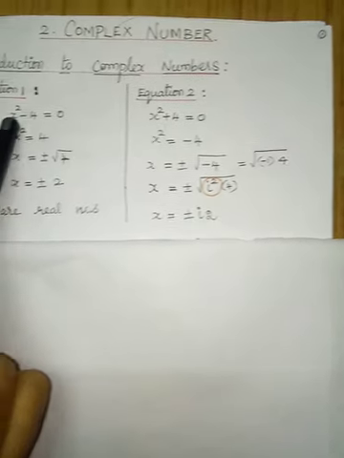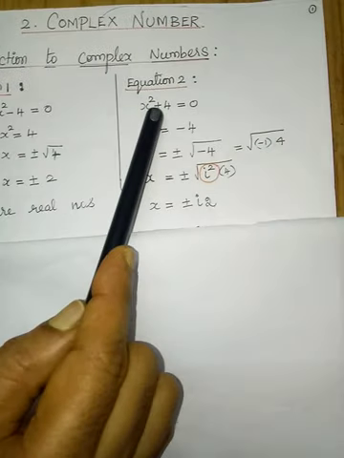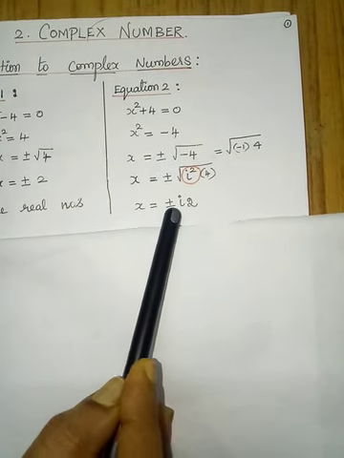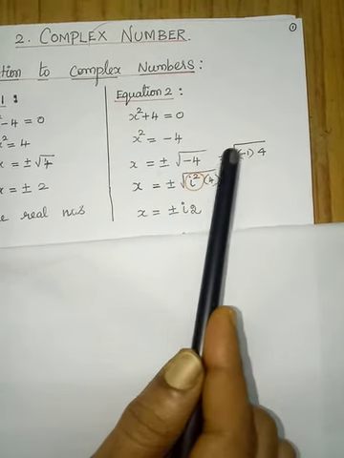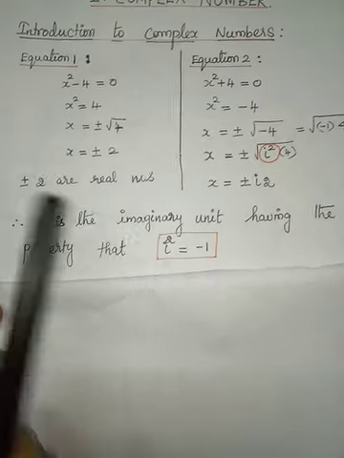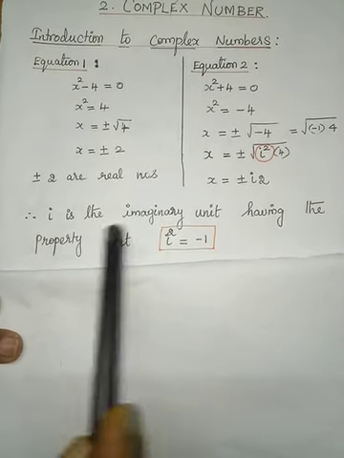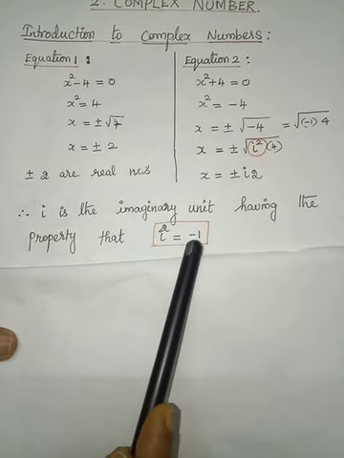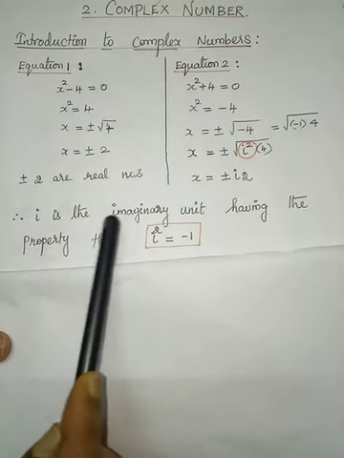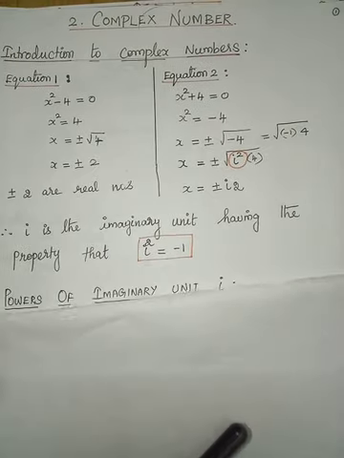For this quadratic equation, your answer is plus or minus 2. For this quadratic equation, the answer is x is equal to plus or minus 2i. Here you are getting i squared is equal to minus 1. So what is i? We introduce i. i is the imaginary unit having the property that i squared is equal to minus 1.